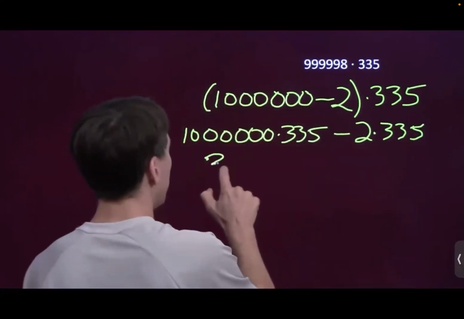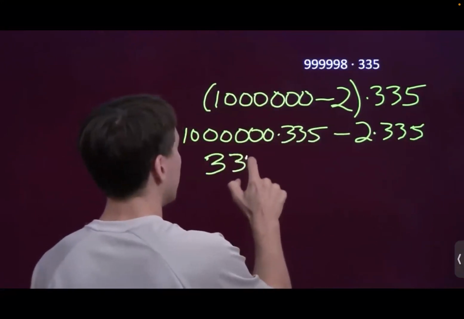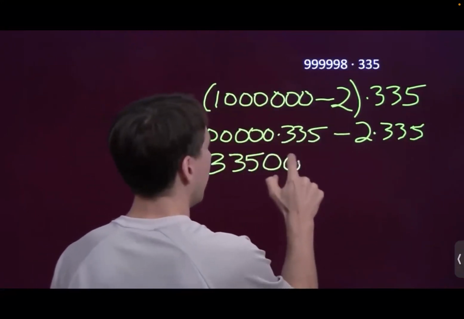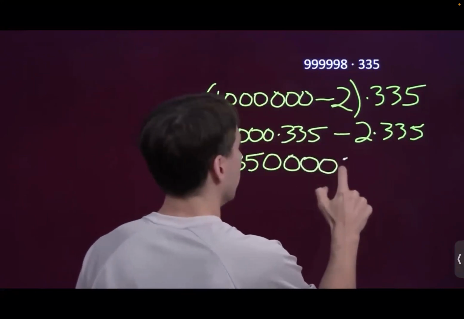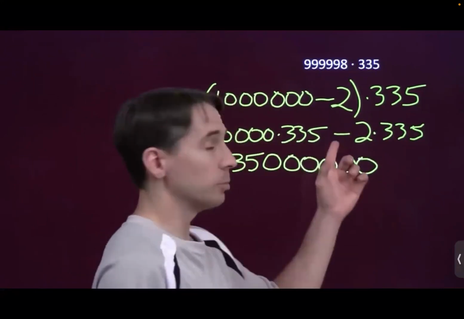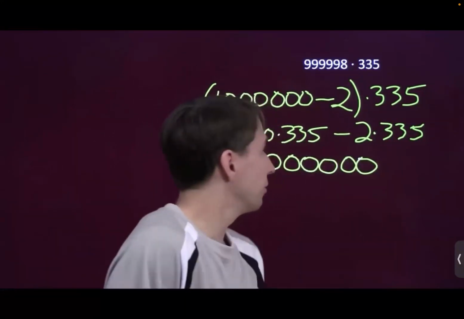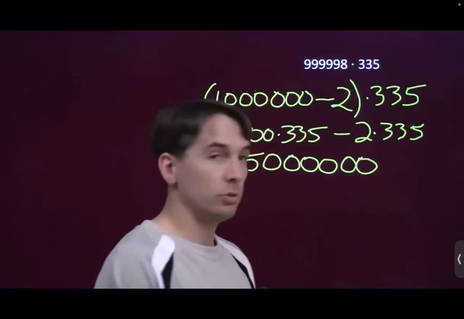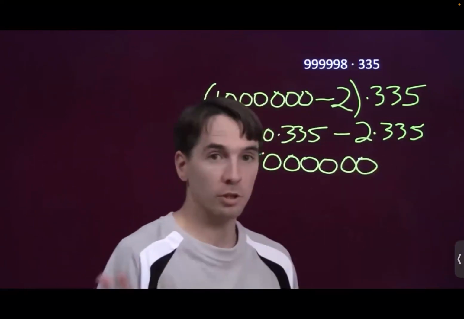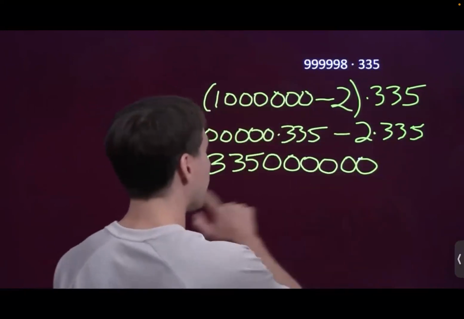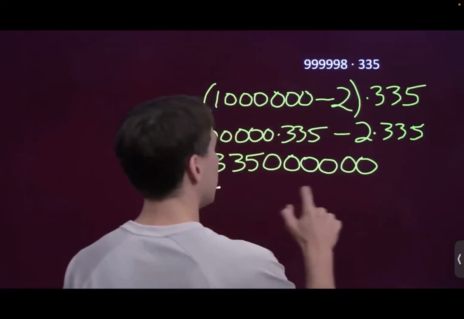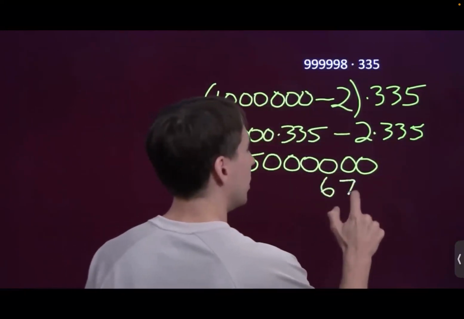So multiplying by 1,000,000, that's easy. We just throw on a bunch of extra zeros. That's 335 million. And we're going to subtract from that 2 times 335. That's 670. 2 times 300 is 600. 2 times 35 is 70. So we're going to have to subtract from this huge number 670.